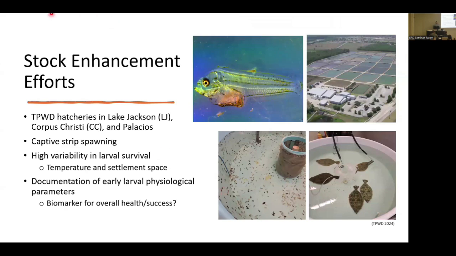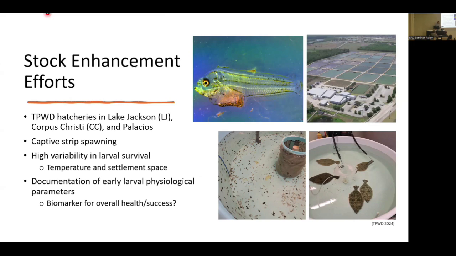To address this decline, we're seeing some great stock enhancement efforts from hatcheries run by TPWD in Lake Jackson, Corpus Christi, and Palacios. Those former two, Lake Jackson and Corpus Christi, are where my study was conducted, where they're using strip spawning to produce these larvae. However, these guys are pretty sensitive to both temperature and settlement space, among other things.